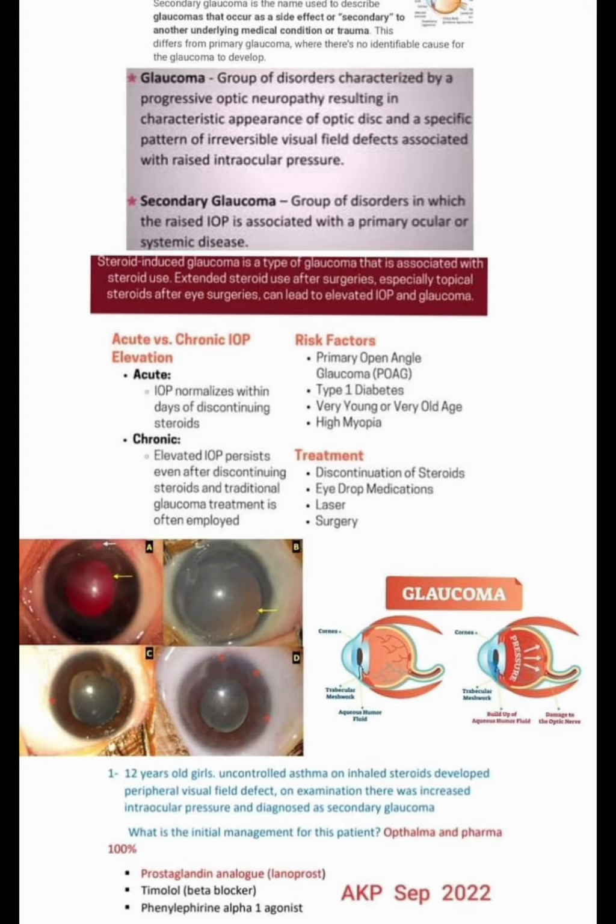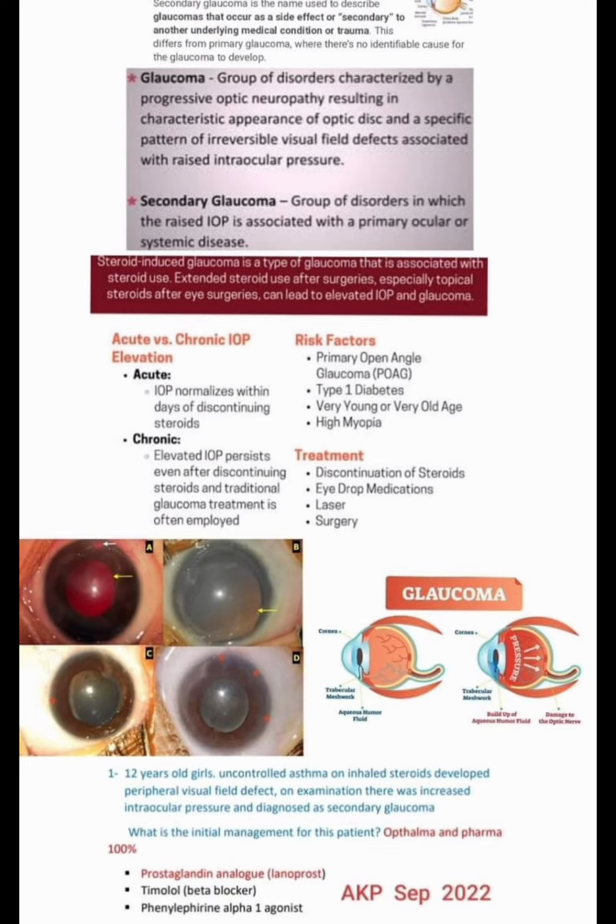Risk factors of this steroid-induced glaucoma are primary open-angle glaucoma (POAG), type 1 diabetes, very young or very old age, and high myopia. Treatment includes discontinuation of the steroids, eye drop medications, laser, and surgery. Look at the images, we are seeing how glaucoma patients present.